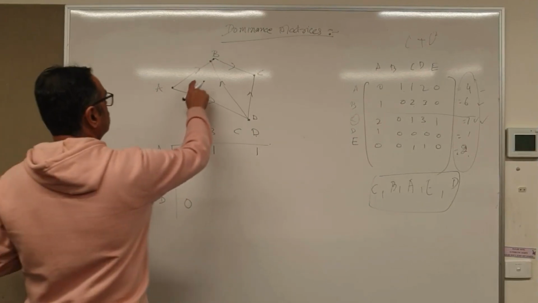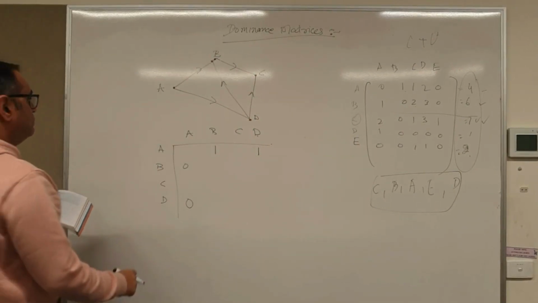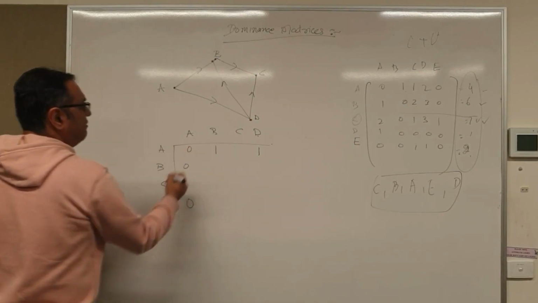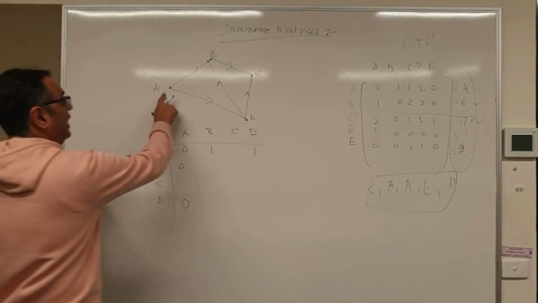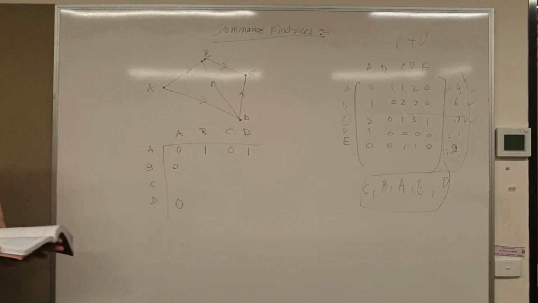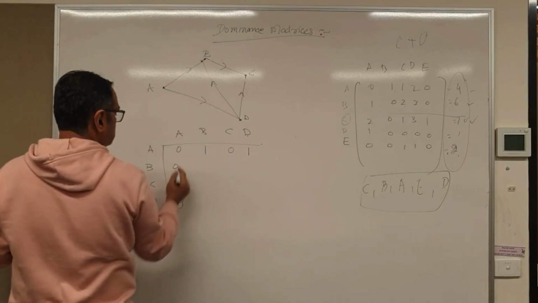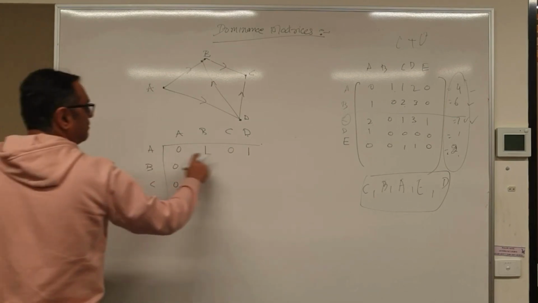Now what else? Let's go to B. So obviously A to A will be 0. And A to C, there is no connection, so I'll say 0. All good? Similarly, C to A is no connection, I say 0. Good, my first row is done.